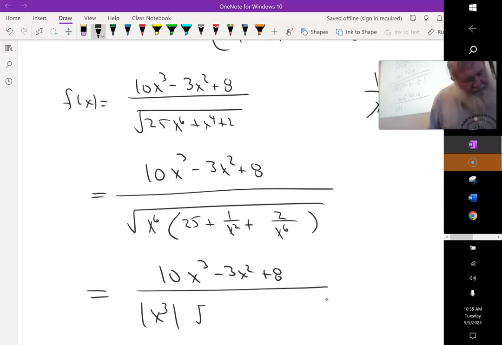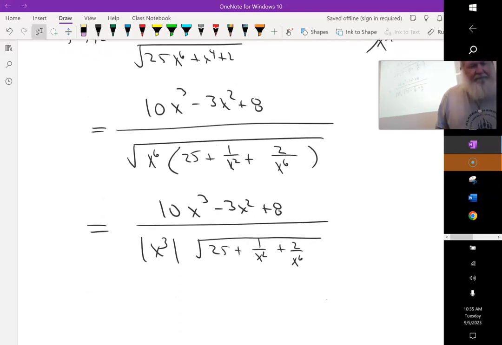And then we're still going to get the square root of 25 plus 1 over x squared plus 2 over x to the 6. So all I did there was play a little trick that will develop along the way. And I want you to notice now as x gets big, what's this going to do? That's going to go to 0, right? That's going to go to 0. And that's a constant, right? So we're not going to have a 0 in there.